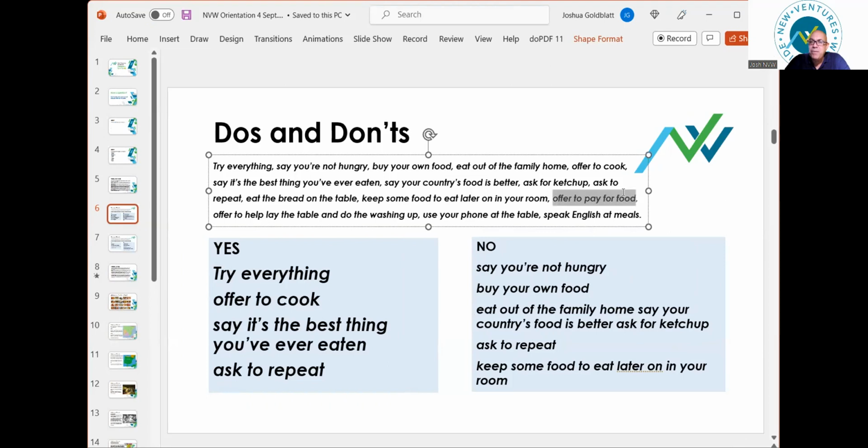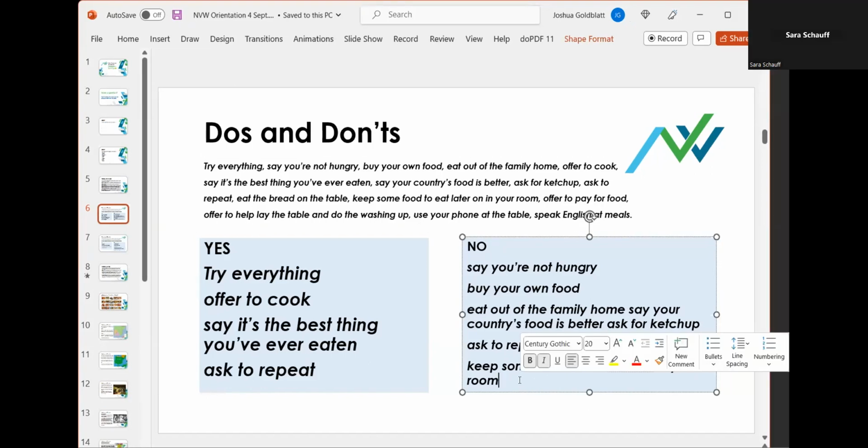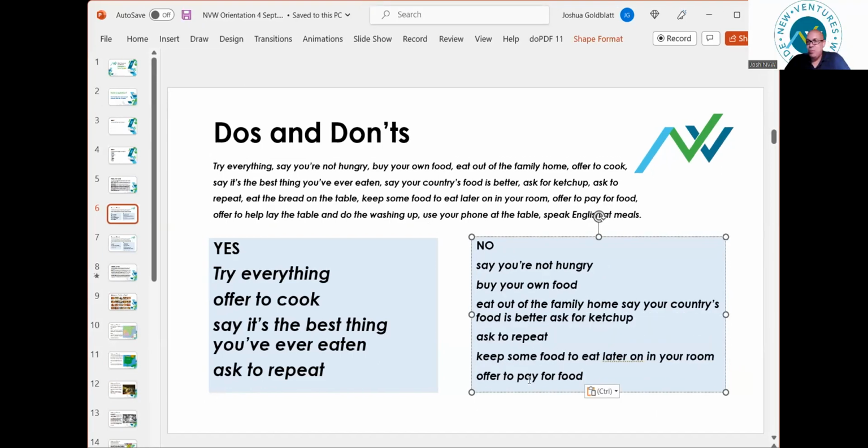Offering to pay for the food. That food was so good, let me give you €5. What do you think, Sarah Schauf? Yes or no? No, I don't think so. No, absolutely not. How can you possibly do this? Now, I will say this: the Spanish people have a strange relationship with money. They don't like to talk about money.